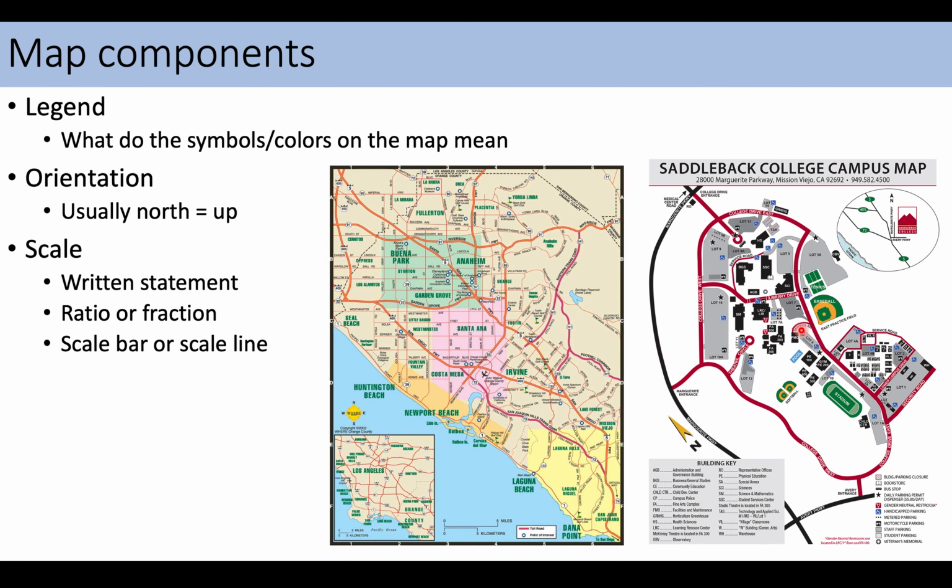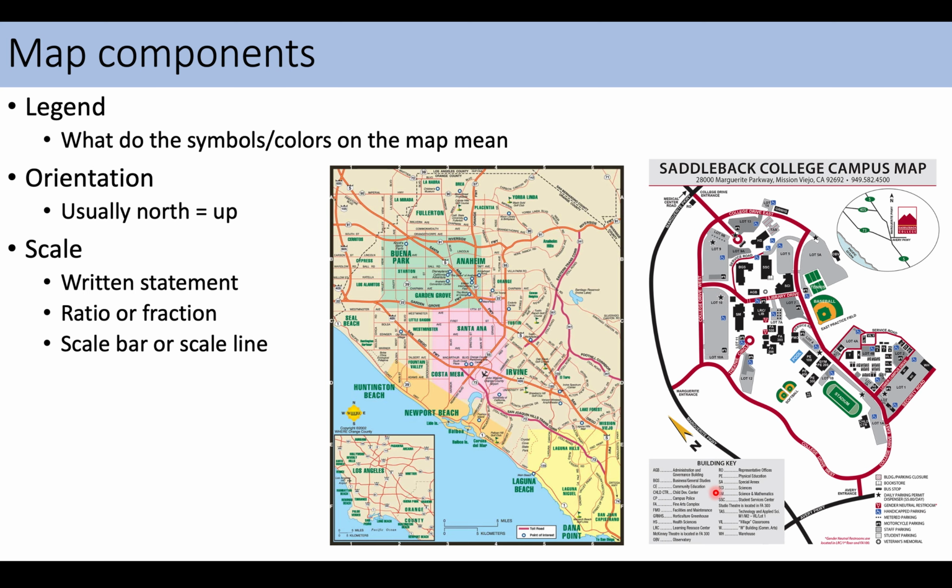So to start, the essential components of a map will be a legend, the orientation, and the scale. A legend is where the map tells you what the different colors, the lines, the shapes, the symbols mean. For example, on our campus map, we have part of a legend here. The parking permit dispenser is at the black star. Otherwise, you would have no idea what this black star actually represented.